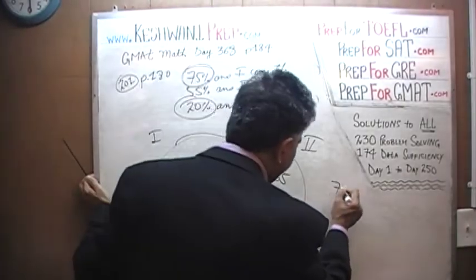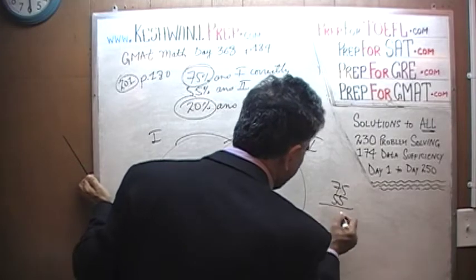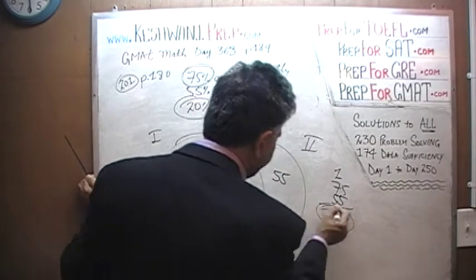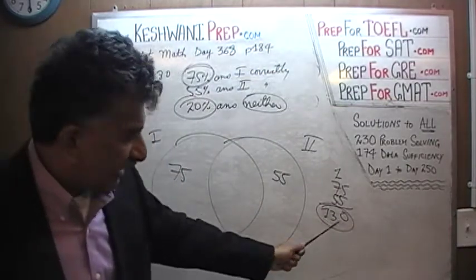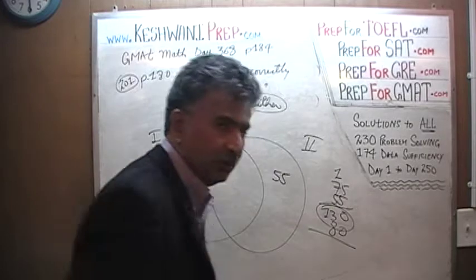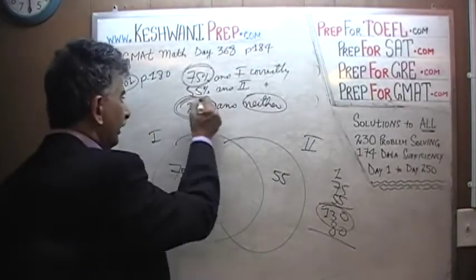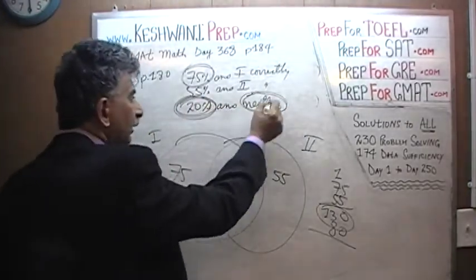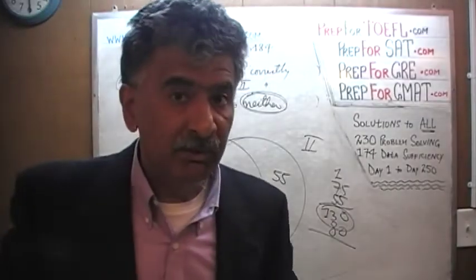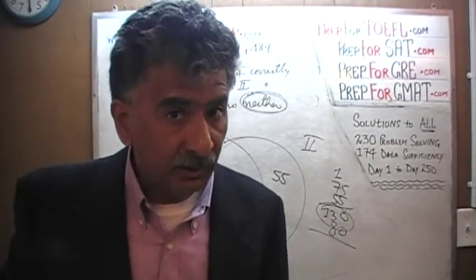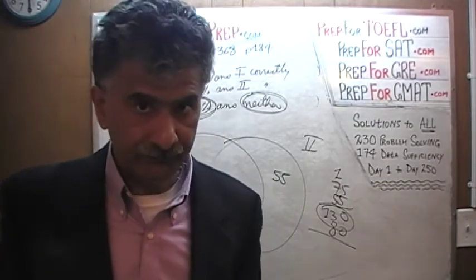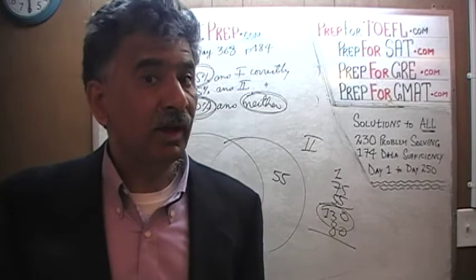But if we add up 75 and 55, we get 130. What should this add up to? It should add up to 80, because we are told that 20% of them answered neither. If 20% answered neither, that means 80% of the people must have answered either question number 1 correctly, or question number 2 correctly, or both of the questions correctly. And that should add up to 80.